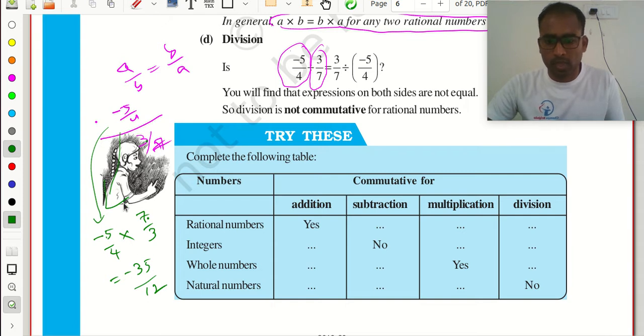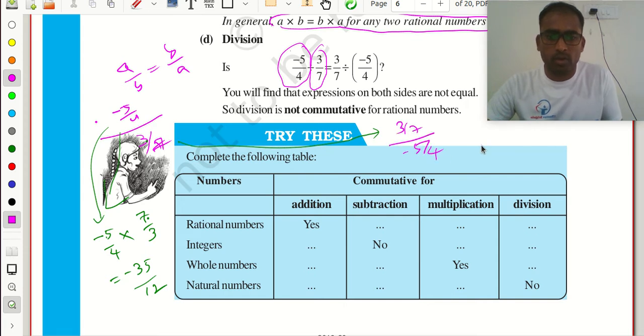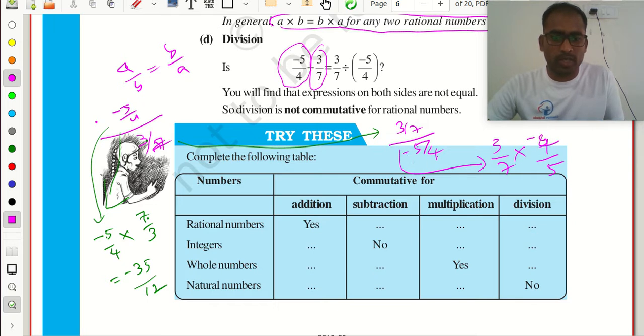Okay. Now I will do the reverse process, b by a. What is b? b is 3 by 7. So 3 by 7 divided by minus 5 by 4. Now I need to get the value of this. So 3 by 7 multiplied by the reciprocal of minus 5 by 4, which is minus 4 by 5. Whether the minus is in the numerator or denominator, it is equal. Okay, so minus 4 by 5.